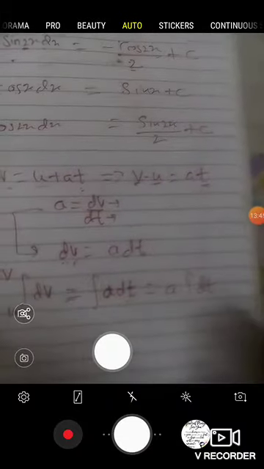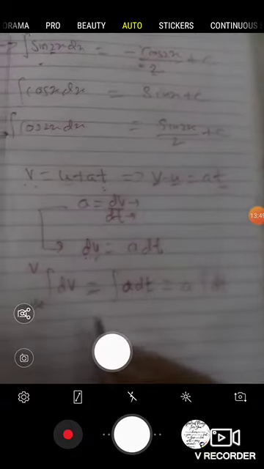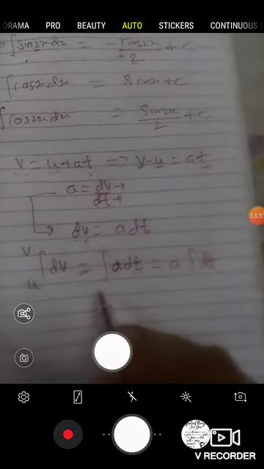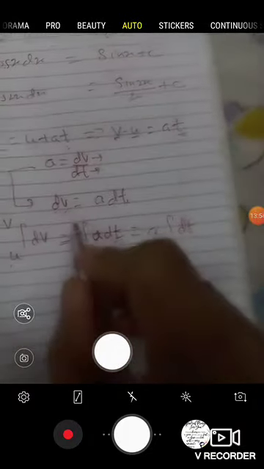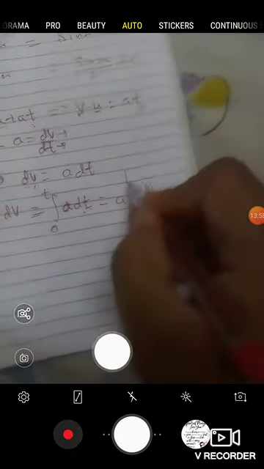There is nothing else, no t2, no t1. So to put the limits on this side also, I will write here 0 and here t. Again the same thing I will do here, 0 to t.